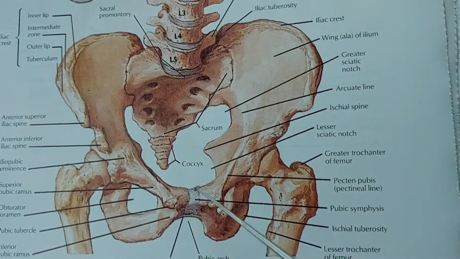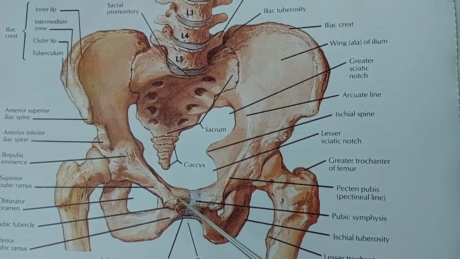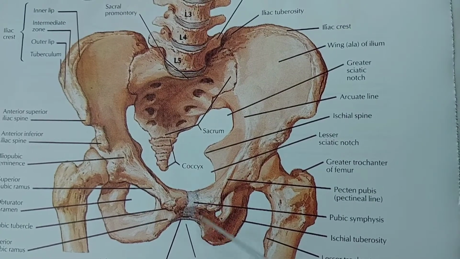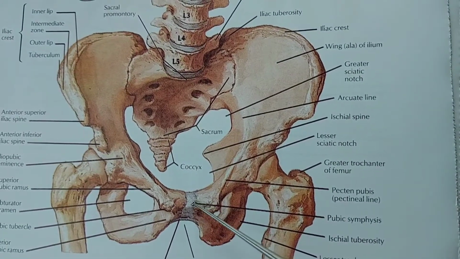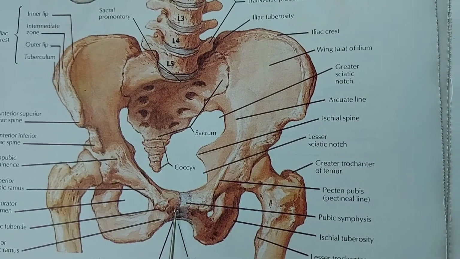We will learn it later. And here is the symphysis pubis. The two hip bones meet in the midline through a cartilaginous joint. This is known as the symphysis pubis. It is a cartilaginous joint.